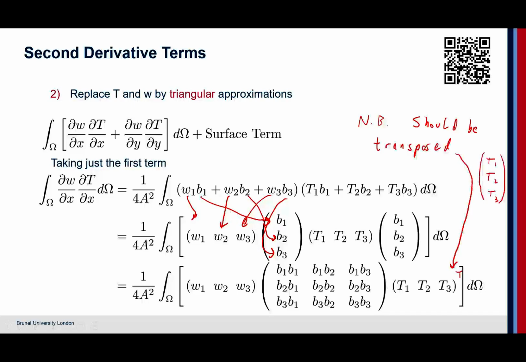Just a note on the notation, I've shown this like this, but just to be consistent with matrix multiplication, that should actually be transposed. When we come to multiply, I will transpose it, but just be aware of that.